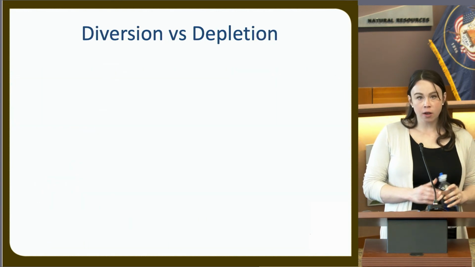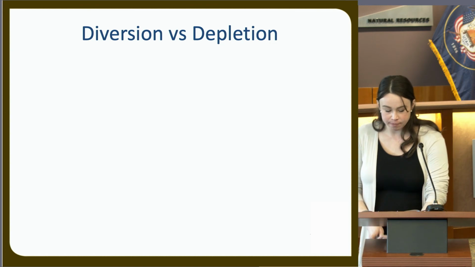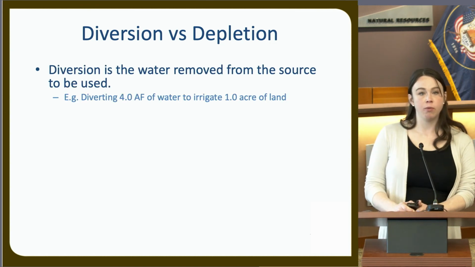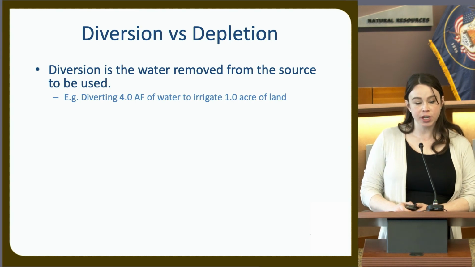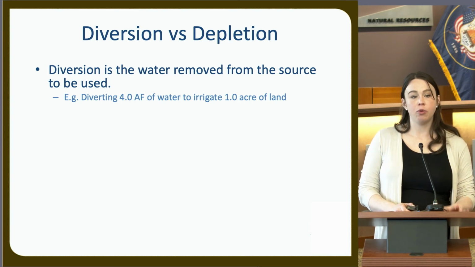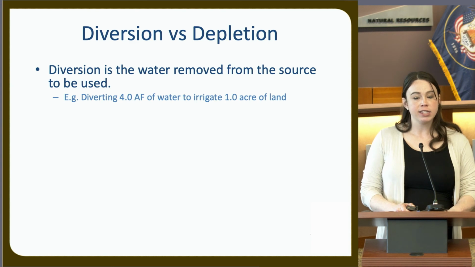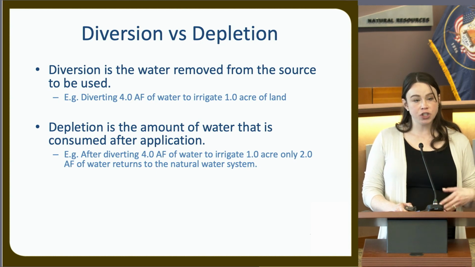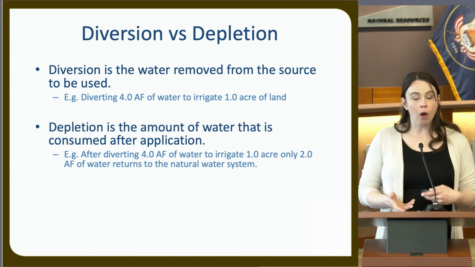All right, so let's talk about diversion and depletion. So let me give you a basis of what diversion and depletion are. So diversion is the amount of water you're actually pulling from the earth. I am pulling 10 acre-feet of water from the earth. Depletion, on the other hand, is the amount of water that is consumed without returning to the earth.